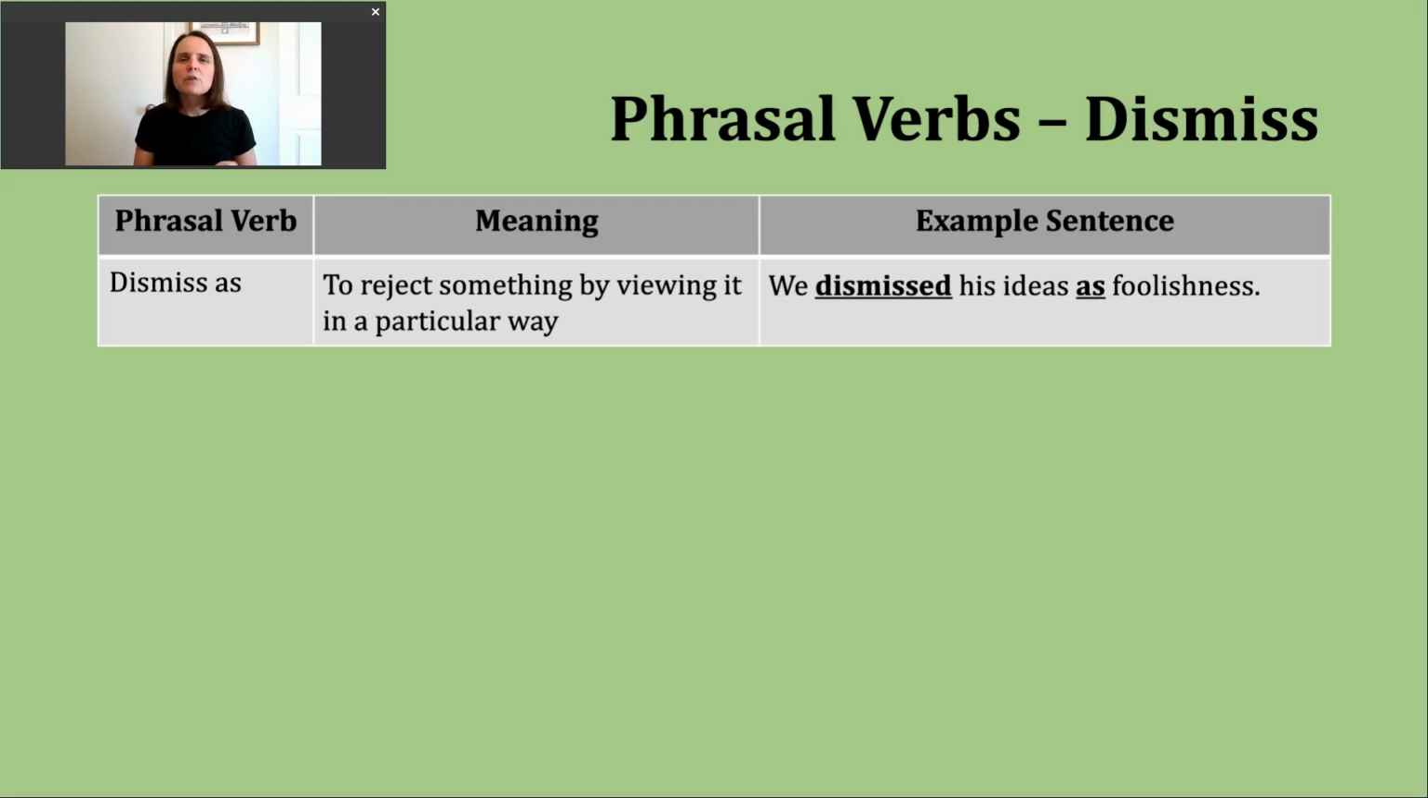I think of this phrasal verb as connecting back to the third definition we looked at. So we're not giving something serious consideration. We might be classifying it or labeling it in a particular way. Let's look at an example. We dismissed his idea as foolishness. Okay, so here we, whoever that group of people includes, look at the idea and go, oh, that's silly, it's foolish, so we reject those ideas. We are not considering them.